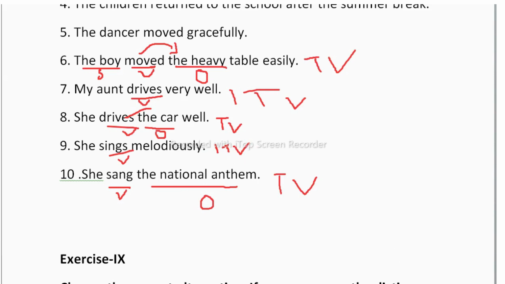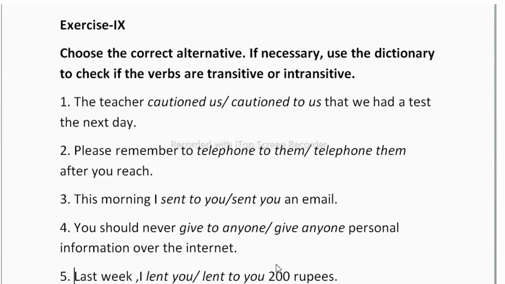Now let's move to the last exercise. So now let's see this exercise, the last one. Choose the correct alternative. If necessary, use the dictionary to check if the verbs are transitive or intransitive. So here, students, you have to check the correct alternative, and also you have to see whether the given sentence is transitive or intransitive. So let's read the first one.